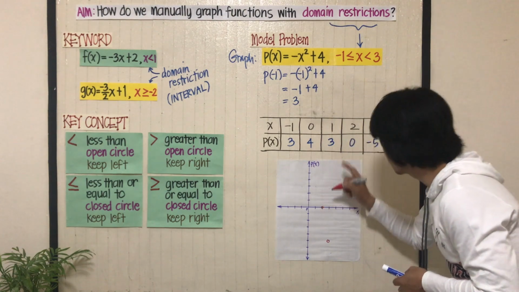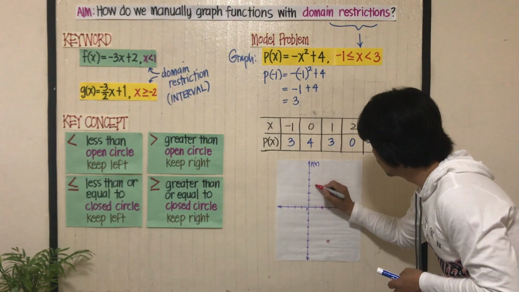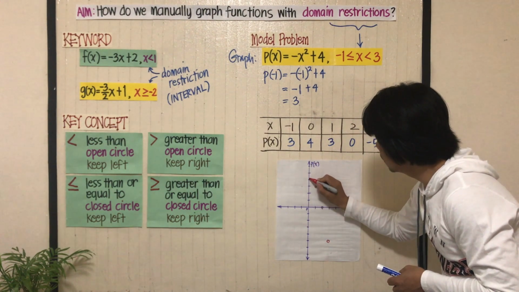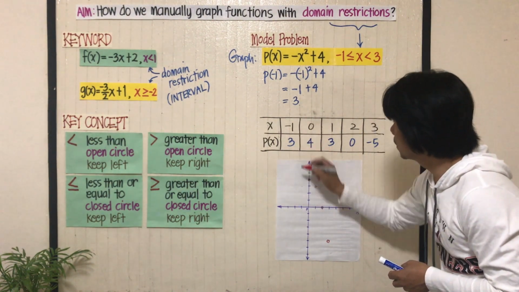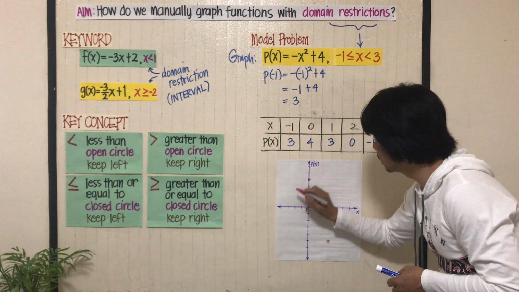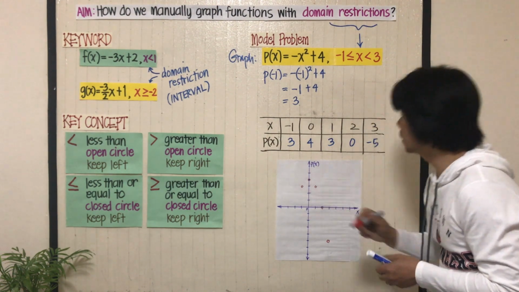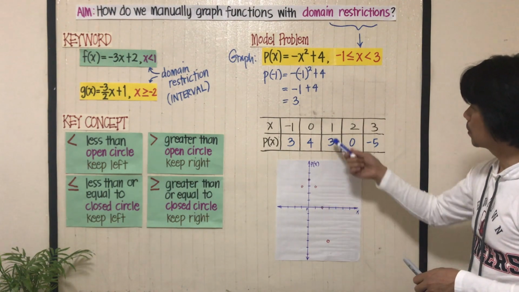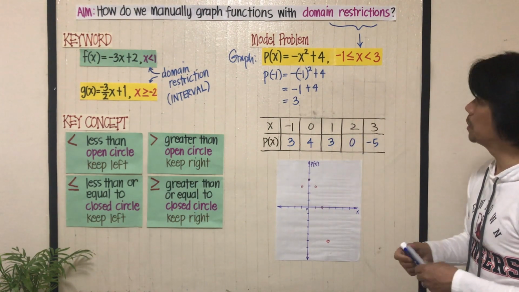It's on the x-axis. +1, 3 right here. 0, 4: 1, 2, 3, 4. And -1, 3. There we go. This is the graph. These are the points corresponding to the table that we generated.